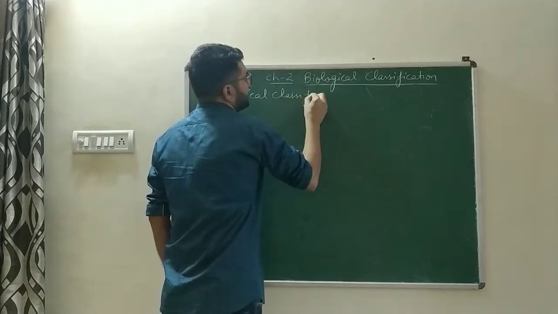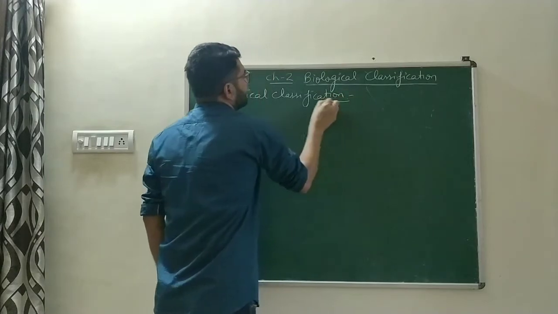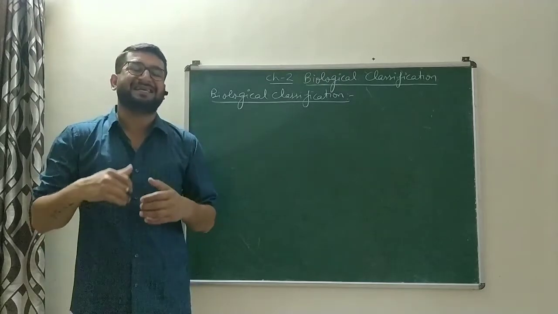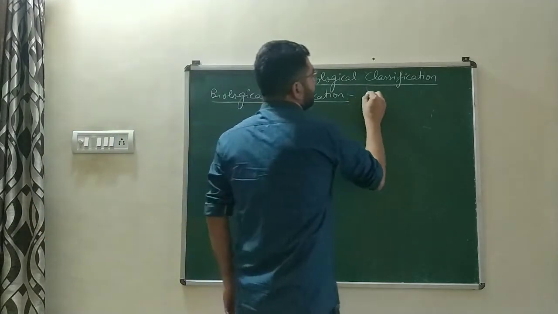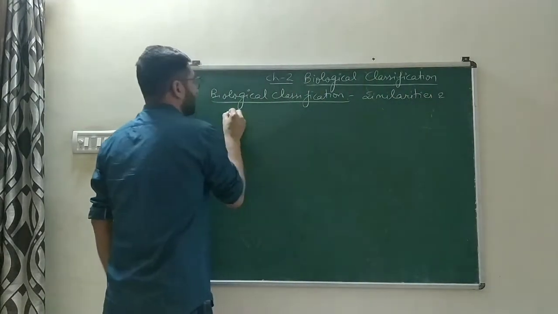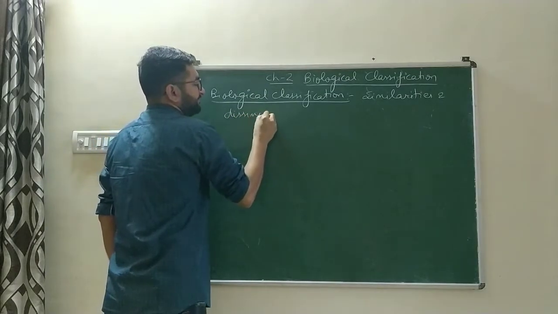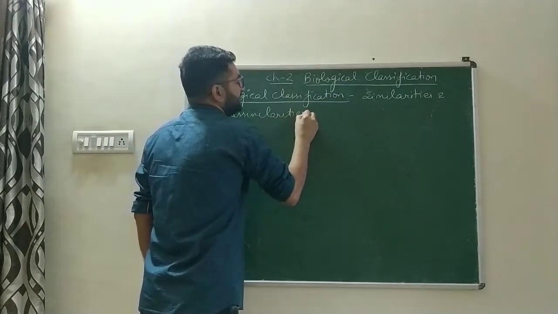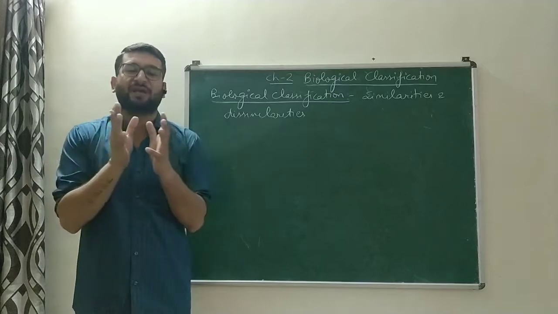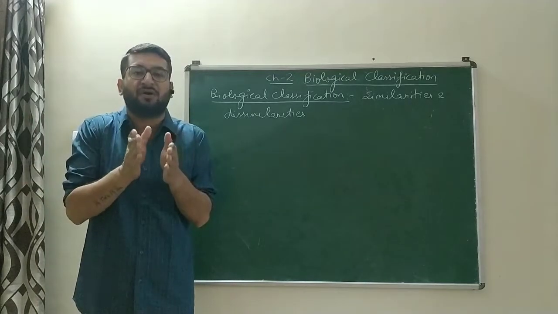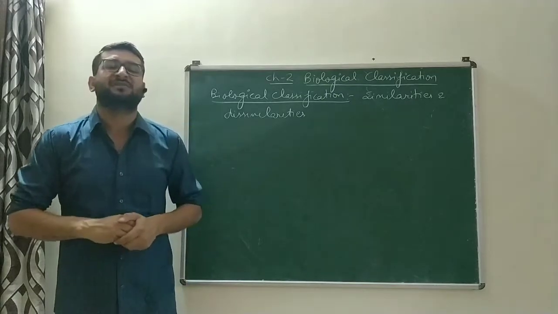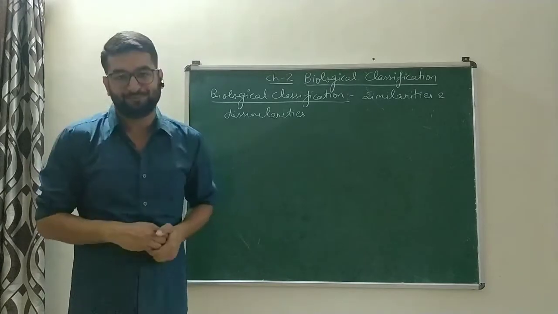What is biological classification? It is the systematic arrangement of the organisms into various groups known as taxa on the basis of similarities and dissimilarities among their characters. So it is a method in which we separate the organisms into different classes, into different orders, so that they can be studied on the basis of their similarities and dissimilarities.